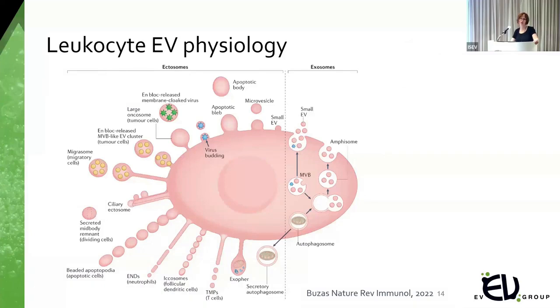And I would kindly refer you to this very excellent review by Professor Bujas from 22. And I'm highlighting a few things. So first one is the many different types of EVs and biogenetic routes that can be taking place specifically in leukocytes. If you go to this review, you can see that there are many different ways that are different from the usual microvesicle exosome routes. And to me, this suggests that this is very important for the physiology.